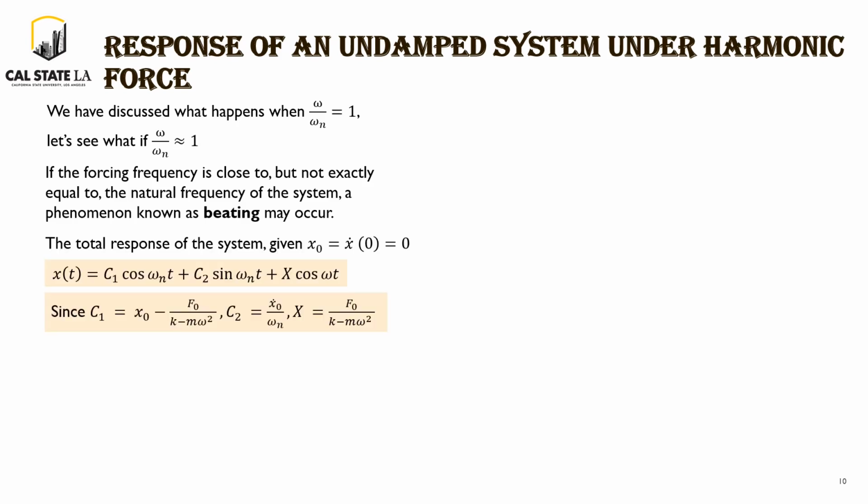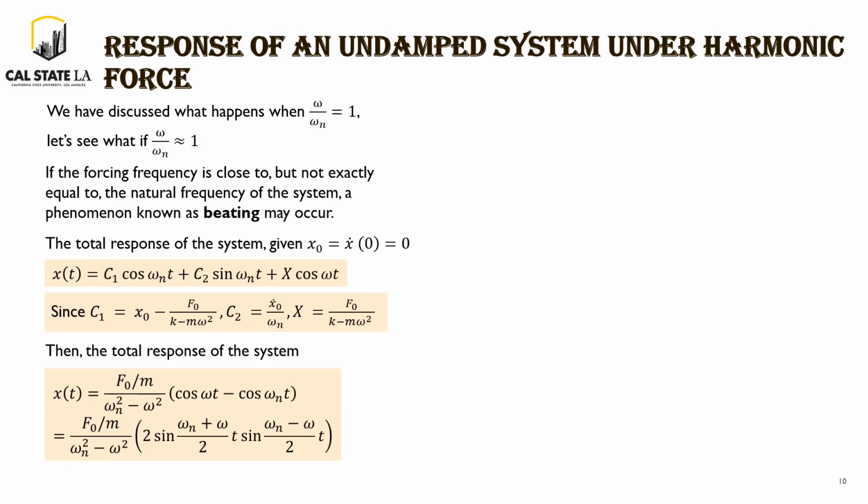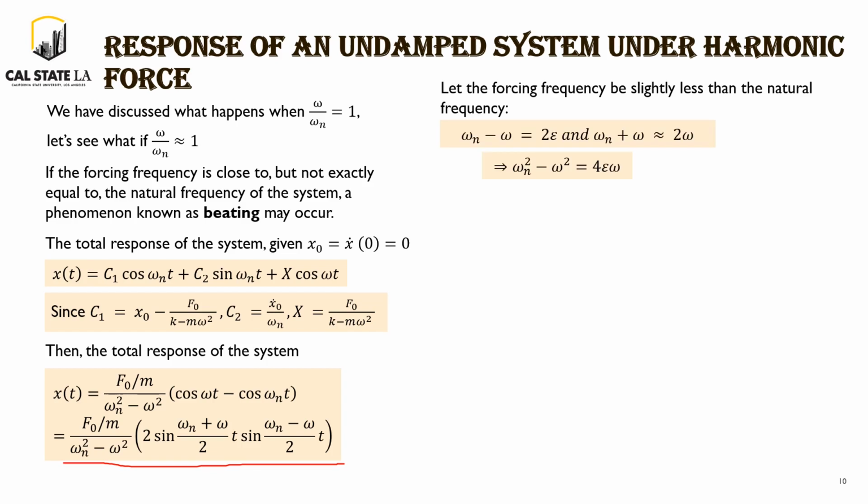Again, we're going to start with the total response of the system. To simplify the discussion, we'll assume the initial conditions are 0. So we can write the total response x(t) in this form. And over here, since the two frequencies are very close to each other, we'll define omega n minus omega as 2 eta, and omega n plus omega becomes 2 times omega. We can derive omega n squared minus omega squared, that becomes the multiplication of the two terms, which is 4 times eta times omega. We can plug these numbers back into the total response equation over here.